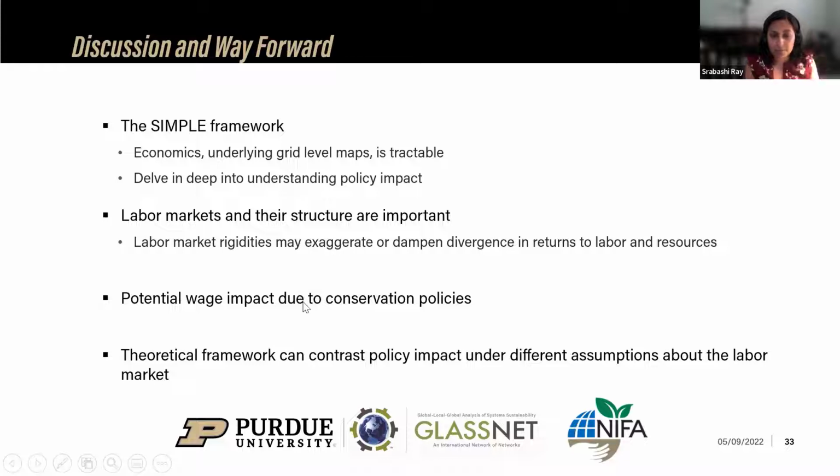We would be missing the potential wage impact of conservation policies if we don't take into account the structure of labor markets. And finally, this is work in progress, but the theoretical framework that I proposed can be used to clearly show under what conditions the impact on labor and resources is over or underestimated. Thank you.